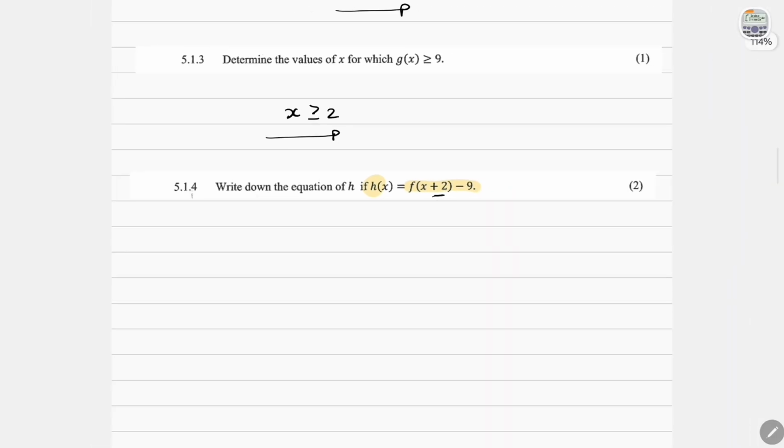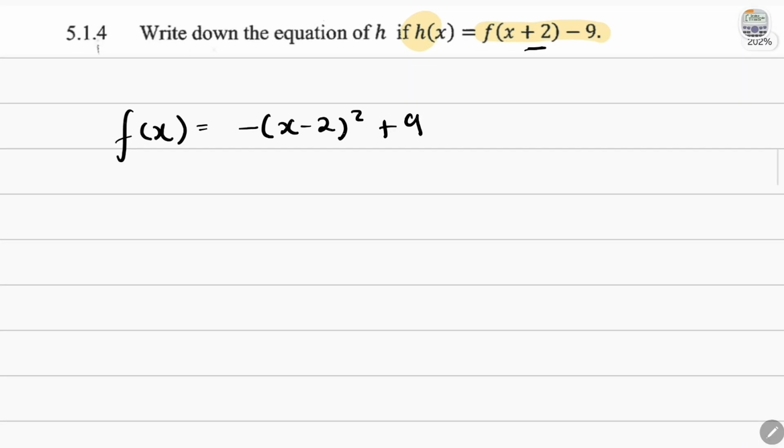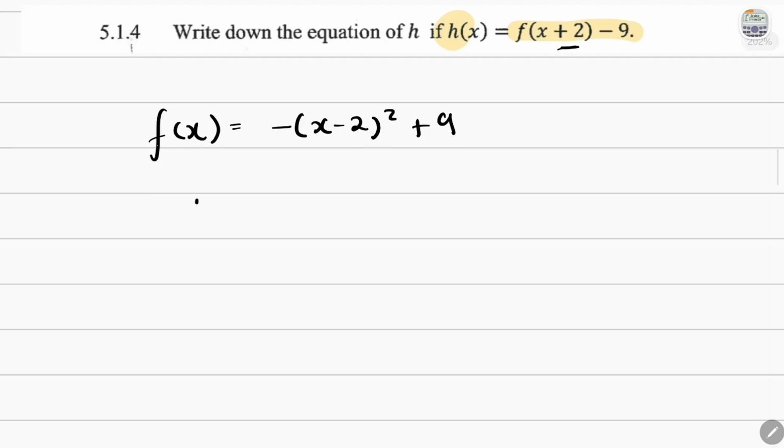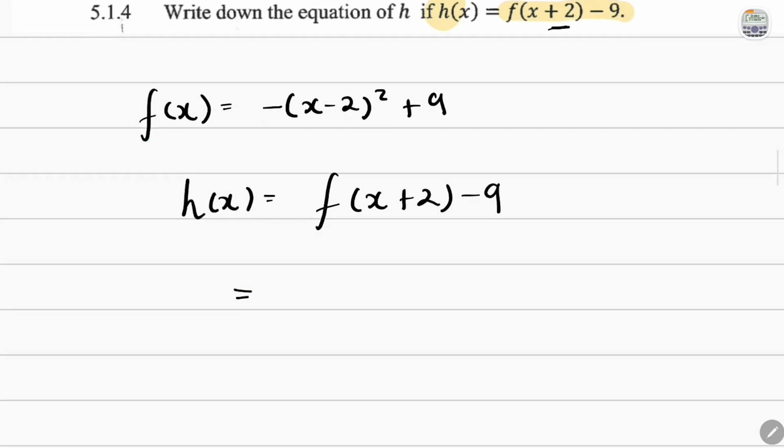So the graph of f, I'll just rewrite that. It looked like this. Okay, so this is what f looked like. So we can write h of x is equal to, and just write the translation. It's f of x plus 2 minus 9. So the rule is wherever you see x, just add a 2 to it.